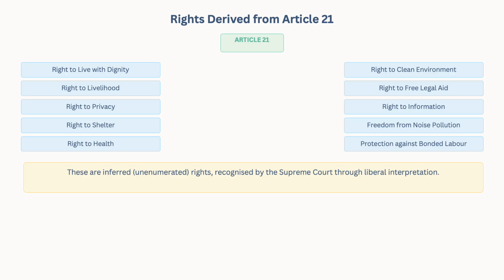Article 21 is very vast, but these rights are not mentioned in the Indian Constitution. But different Supreme Court judgments have made declarations that right to go abroad is part of Article 21, right to privacy, right to shelter, right to health, and so forth. So you need to memorize all that. This all comes under Article 21. You didn't learn that during your college days, but now you have to.